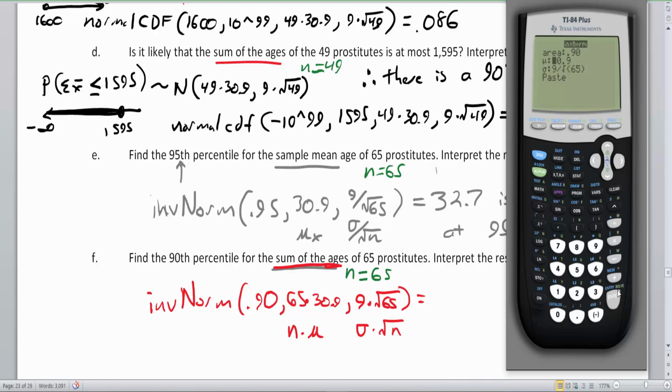And our mu is 30.9, but we're going to go to the end of it and put a times 65. And then we're going to go down here and change that division symbol to a multiplication symbol. And now we've got it. And this gives me an answer of 2,101. And this number right here, we can round if you want to, and the reason is you're not going to probably do any decimals or fractions when you do ages.